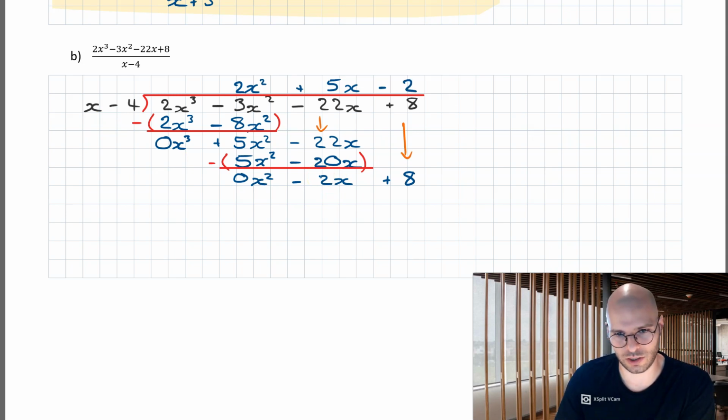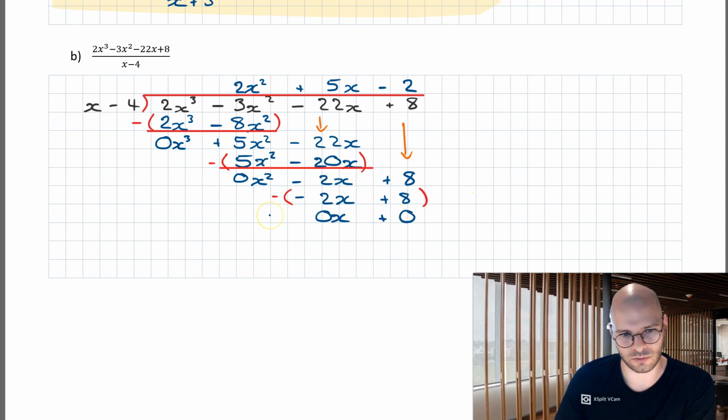Completing this, we go x times minus 2 is minus 2x. And then minus 2 times minus 4 is going to be plus 8. We go for subtraction now. And notice that both the expressions match up. So we're easily going to see that we get 0x plus 0. Thus showing that we completed the factorization, or we completed the long division properly.